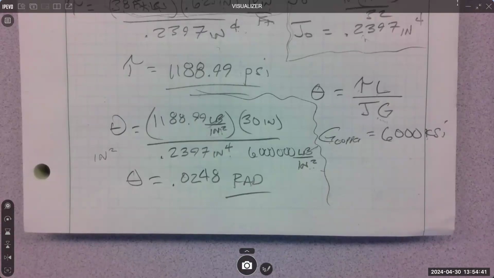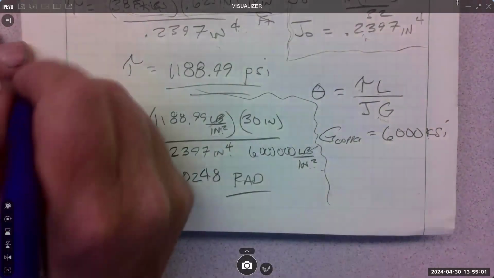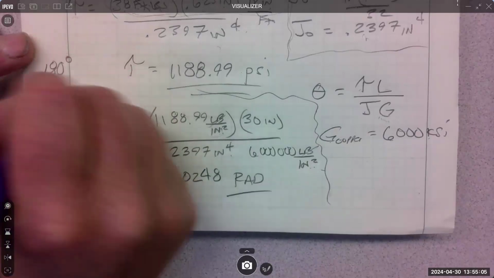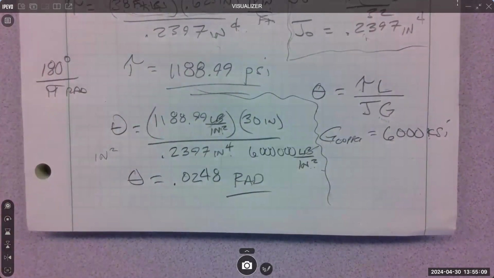It's like 180. 180 over pi. I remember it 2 pi, 360. That's how I remember it. A full circle is 2 pi, right? A half circle is pi. So however you want to remember it, a half circle would be 180 degrees per pi radians. That's the conversion.